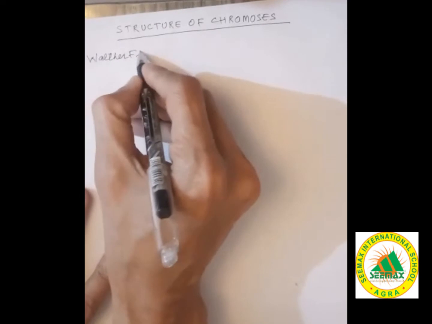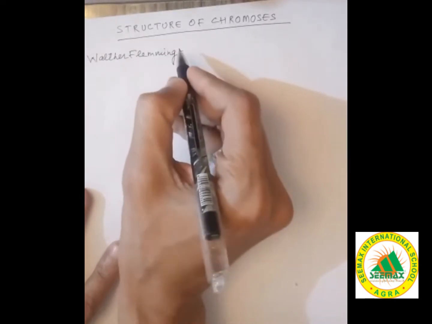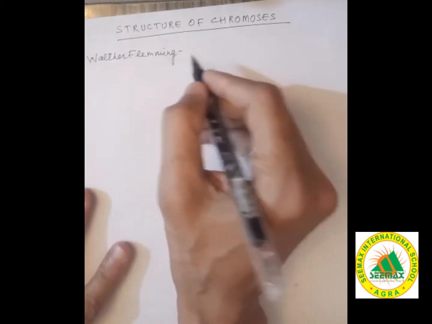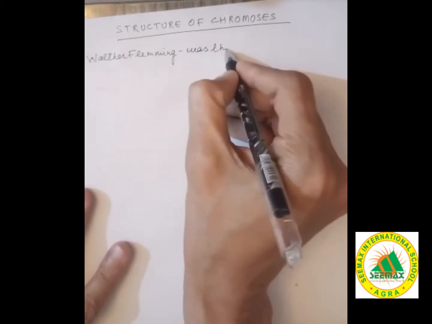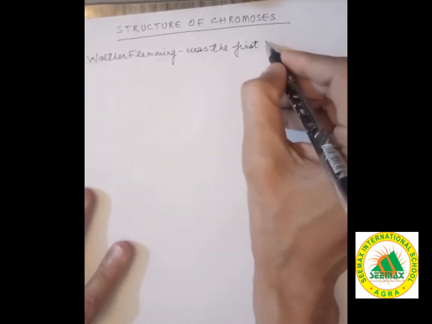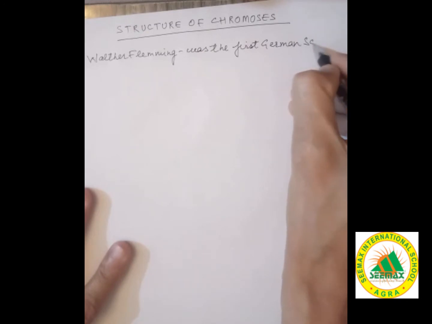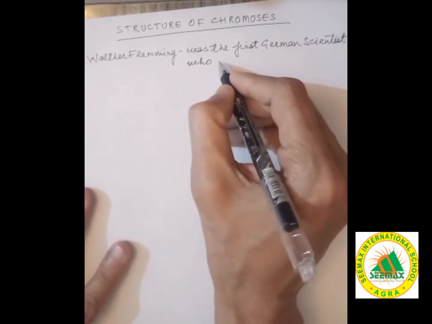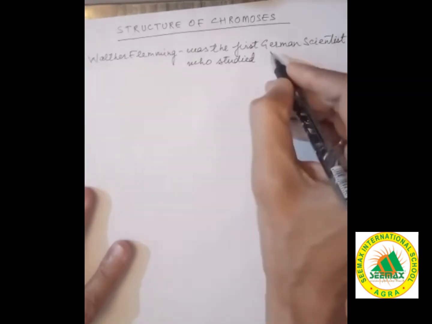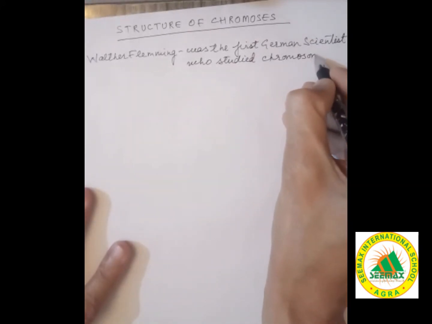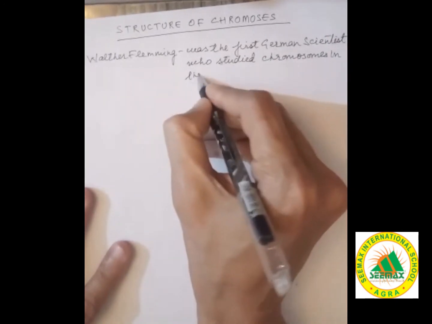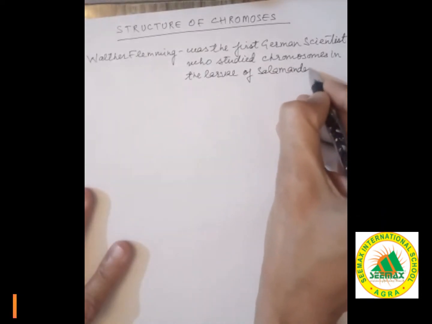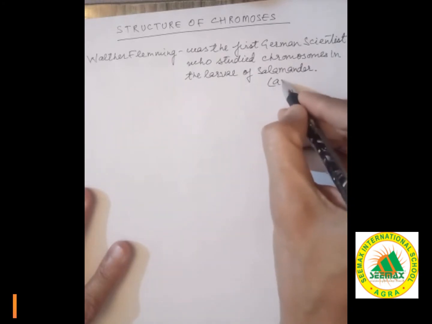Walter Fleming. He was the first German scientist who studied chromosomes in the larva of salamander. Salamander is an animal, an amphibian.